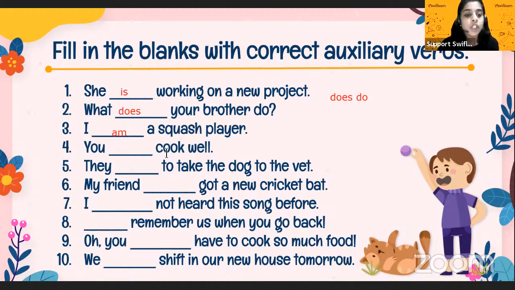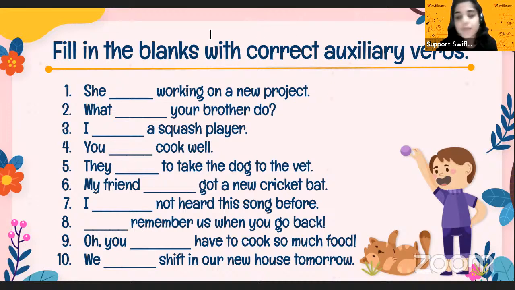Now, fourth one. You cook well. What will come in the blank? Quickly, I need the answers. You do cook well or you does cook well? Tell. Yes, Ruchi Chawla, please give the answer. I'm waiting for the answers. No, Manya, am never comes with you. Am only comes with I. I and am are best friends. Always remember this. Am only comes with I. It never comes with you.